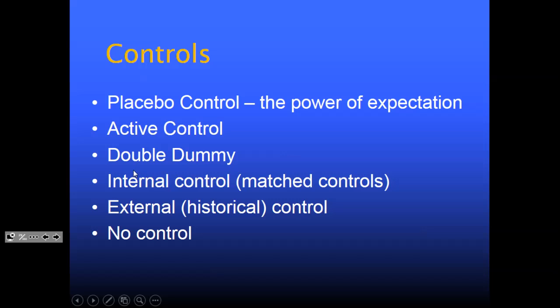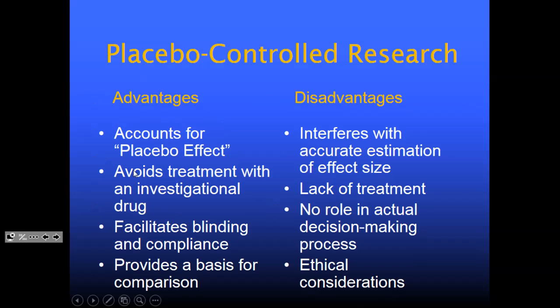Or you could do no control. You could just give 100 patients vitamin C12 and see how they respond. But what's the problem with that? If 50, 60, 70, 80, 90, 20, 10, 30 patients respond, how do you interpret that when you have no control group? So real research requires a control. Why do you have a placebo? It accounts for that placebo effect. Avoids treatment with an investigational drug. So half the patients get the drug, half the patients will get the placebo. We don't know about the investigational drug. It may be harmful. It may cause increased side effects. It facilitates blinding and compliance, and really it provides that basis for comparison.